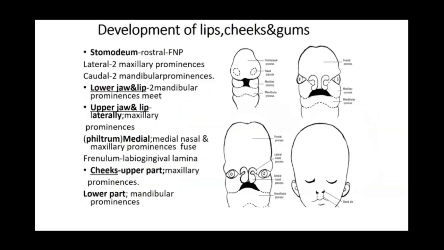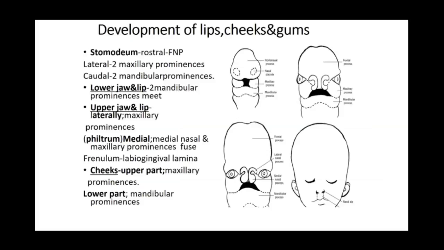So if we recollect, stomodeum is the portion, this black one, which is the part where you are going to develop the oral cavity. Rostral to it is your frontonasal process. Lateral to it, you have the maxillary process, and below it you have the mandibular process. And then on the ventromedial aspect, you have these nasal placodes. The lower jaw and the lip: two mandibular processes are going to meet together, and they're going to give you your mandible and the lower lip.